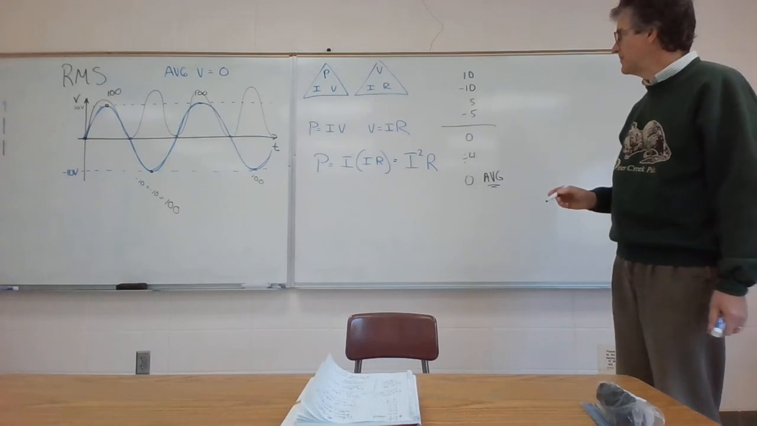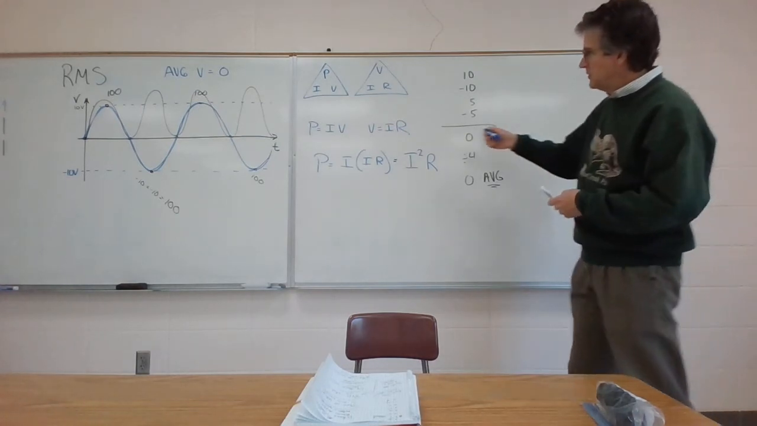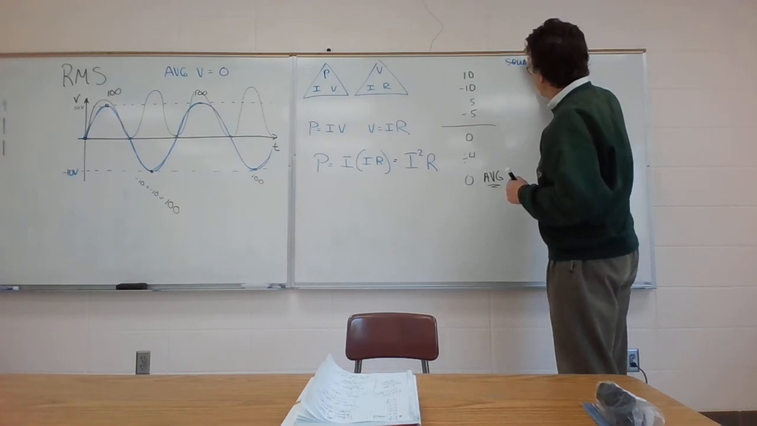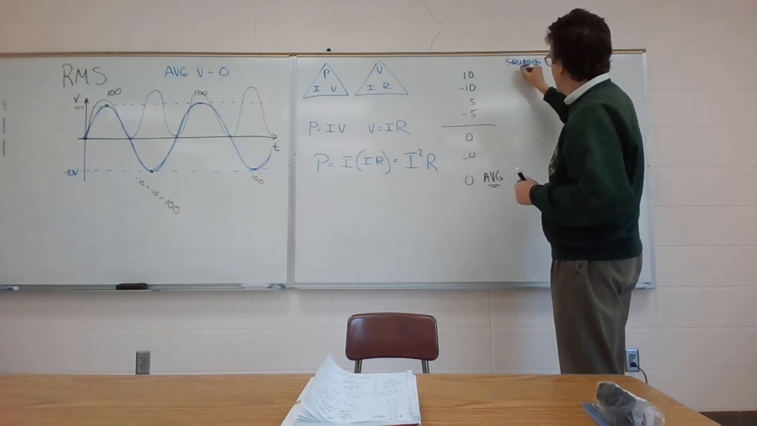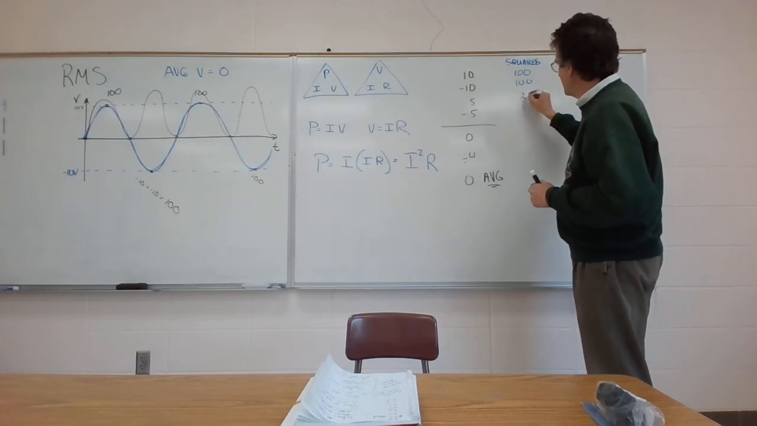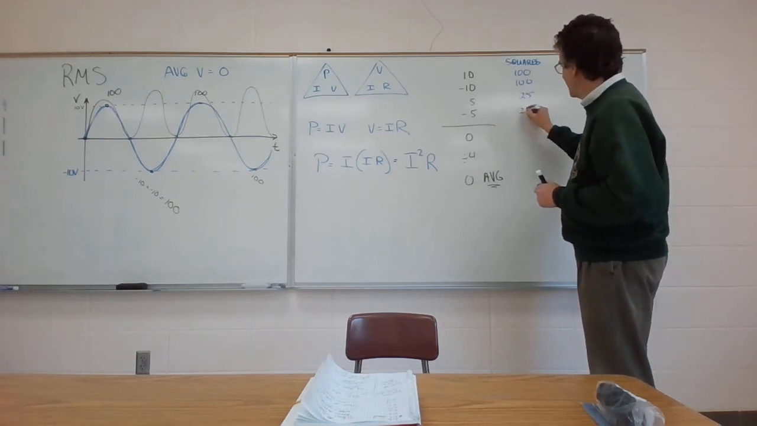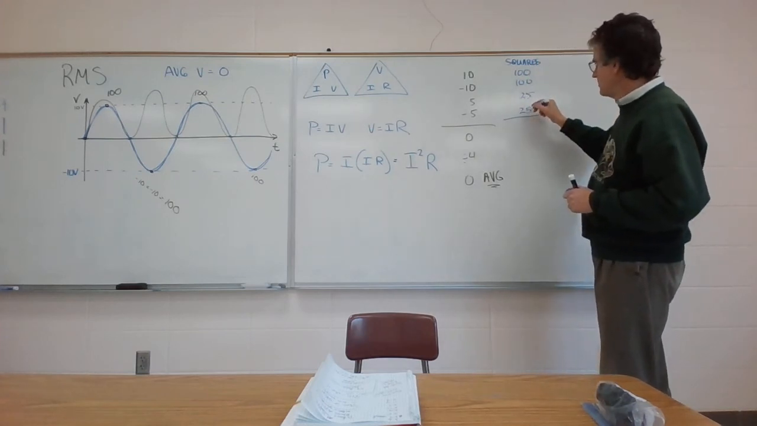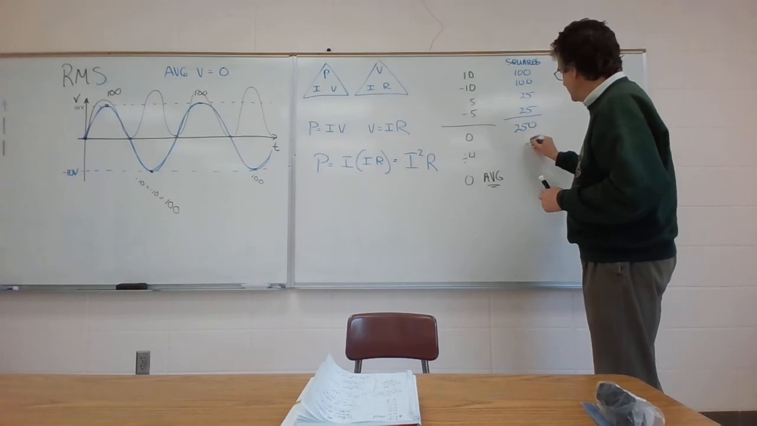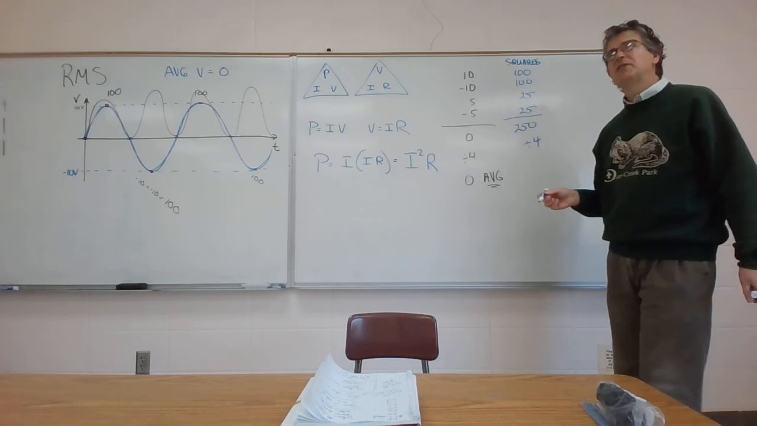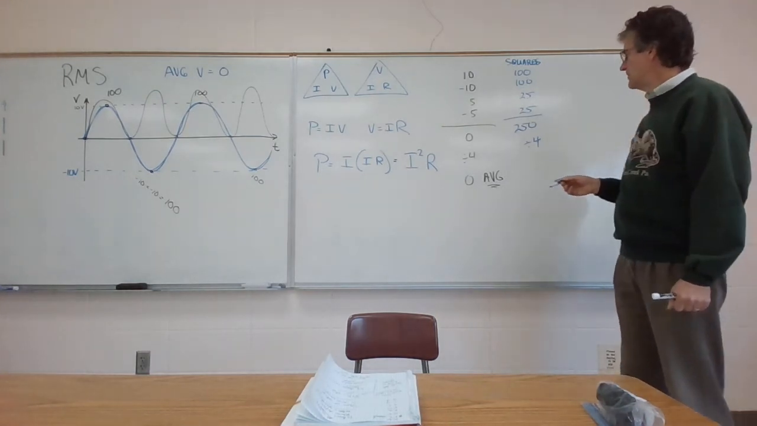But as we talked about, if I square them and then average the squares, the square of 10 is 100. The square of negative 10 is 100. The square of 5 is 25. The square of negative 5 is 25. So add these up: 100 plus 100 plus 25 plus 25 is 250. Divide that by 4.